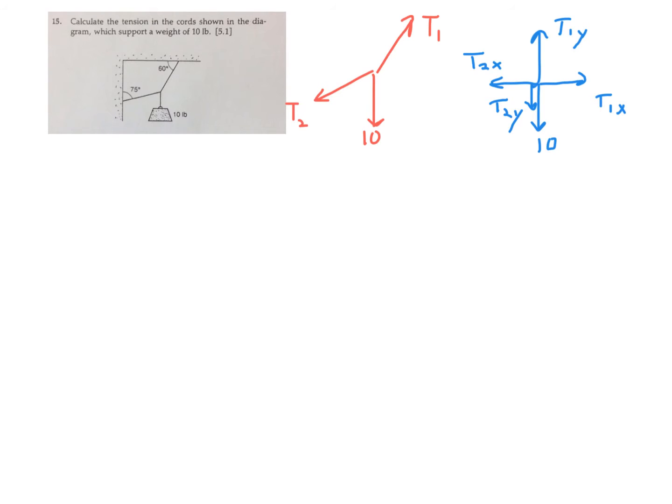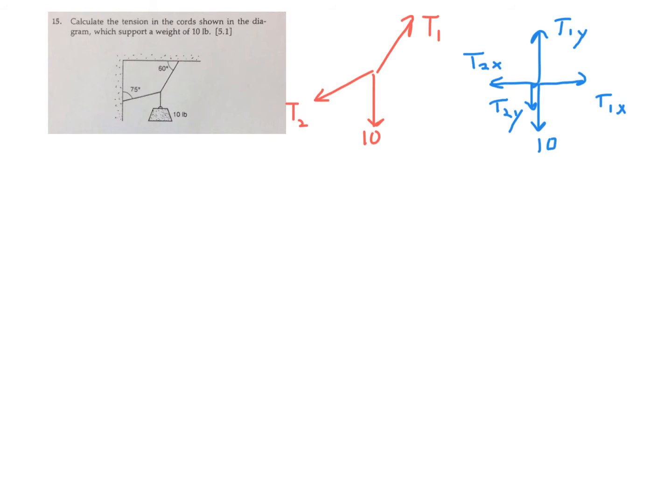Now what's a little bit complicated is that rope T sub 2 is pulling down and to the left. So T sub 2y, if you look at my blue diagram, is down. It's helping out with the 10. In other words, T sub 1y is going to be a little tighter, or it's going to be the sum of T sub 2y plus 10, because we have to have equilibrium in that blue diagram.